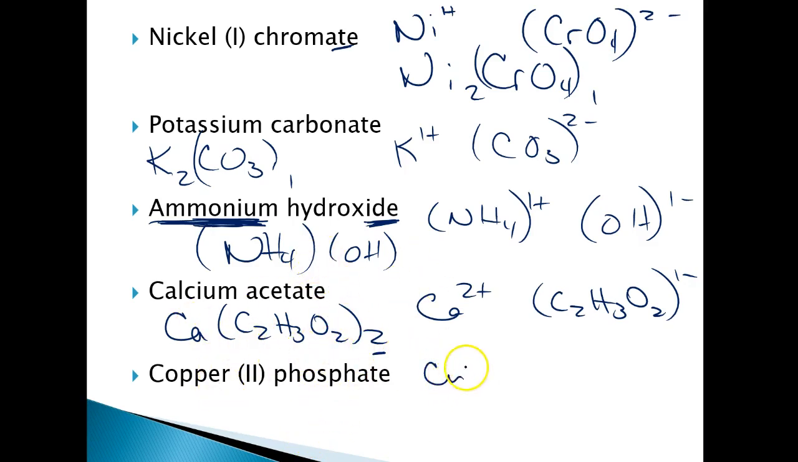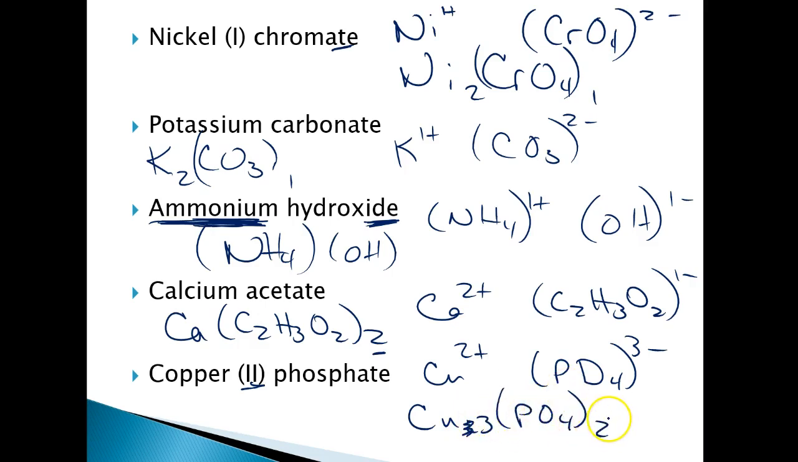Copper 2 phosphate is Cu2+ because of the Roman numeral. Phosphate is PO4 3-. Drop and swap: Cu3, let's make that a 3, and PO4 2. Okay, you have to leave them there.